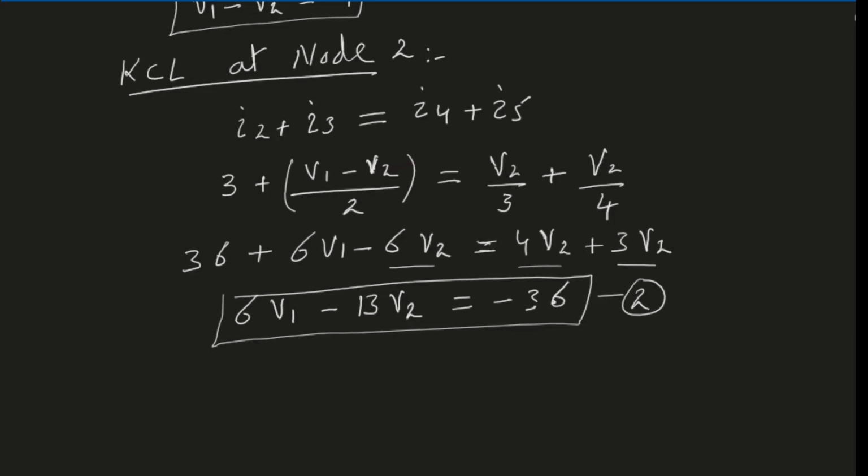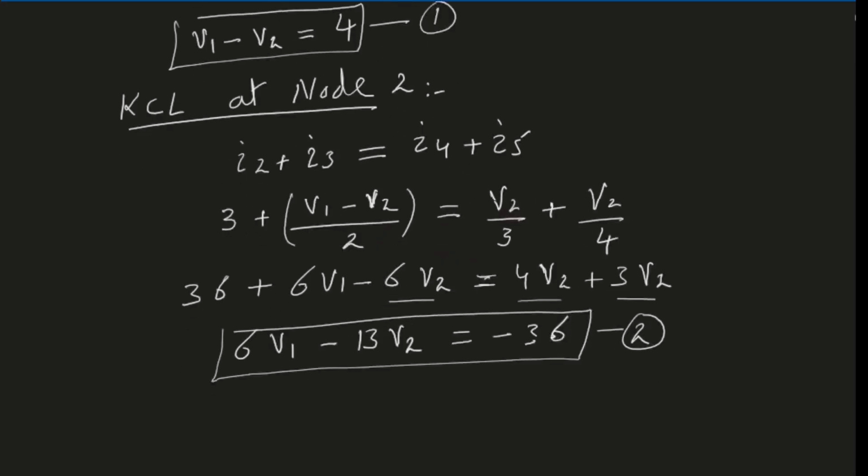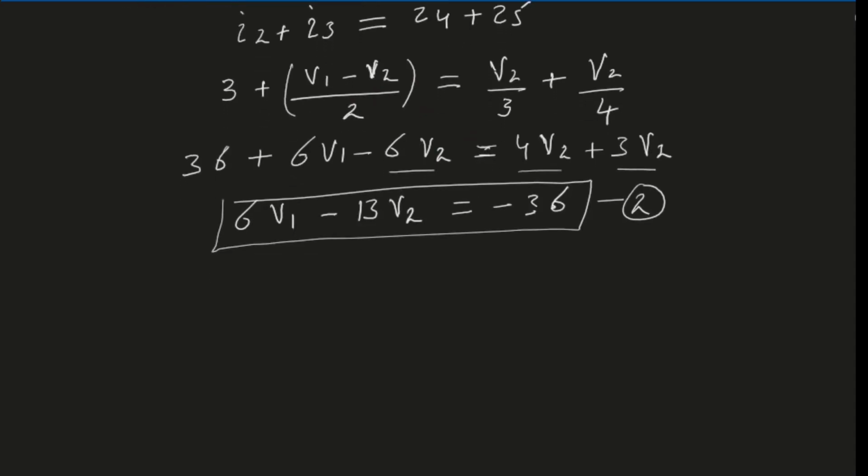Now we have two equations and two unknowns. We have previously solved simultaneous equations when we were studying mesh analysis. Therefore, I will just present the results here. After solving these two equations, we find that V1 is equal to 12.5714, and V2 is equal to 8.5714. These are the two voltages at the two nodes.